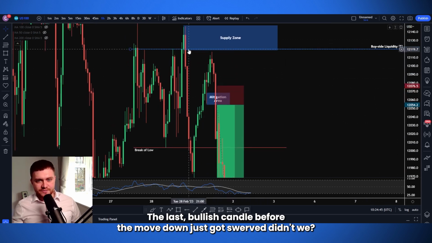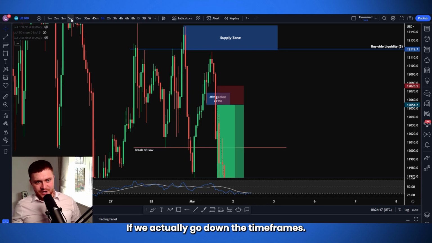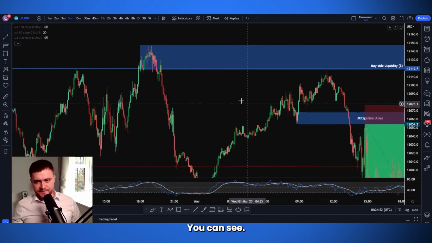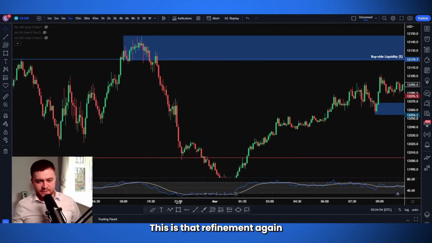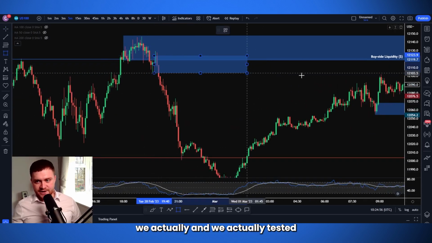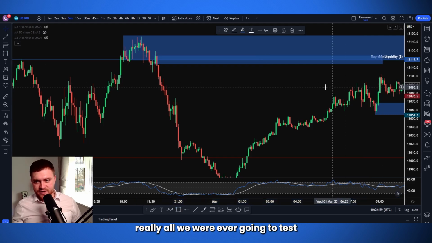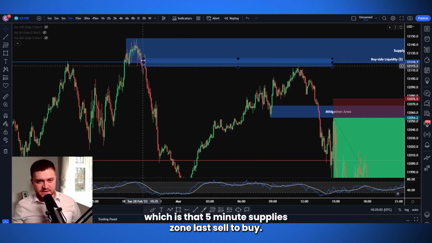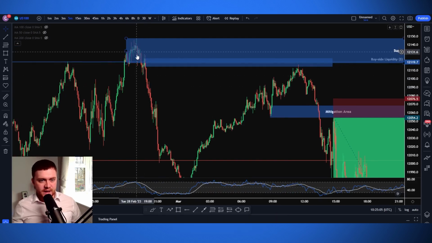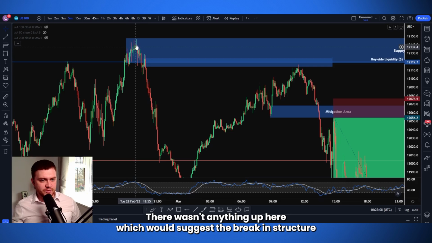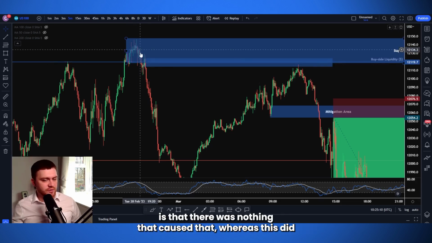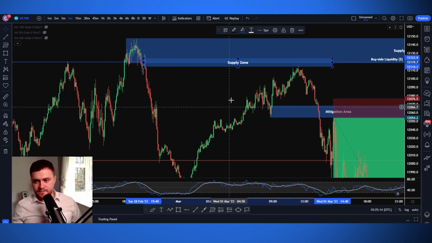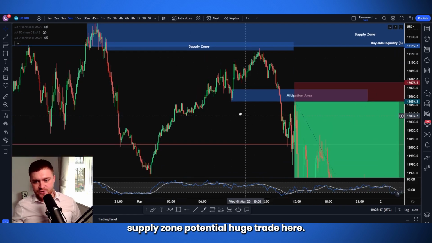Just got swerved, didn't we? Just got swerved. If we actually go down the time frames, you can see, and this is that refinement again, we actually tested really all we were ever going to test, which is that 5 minute supply zone, last sell to buy. There wasn't anything up here which would suggest a break in structure, is there? There was nothing that caused that, whereas this did. Supply zone, potential huge trade here.